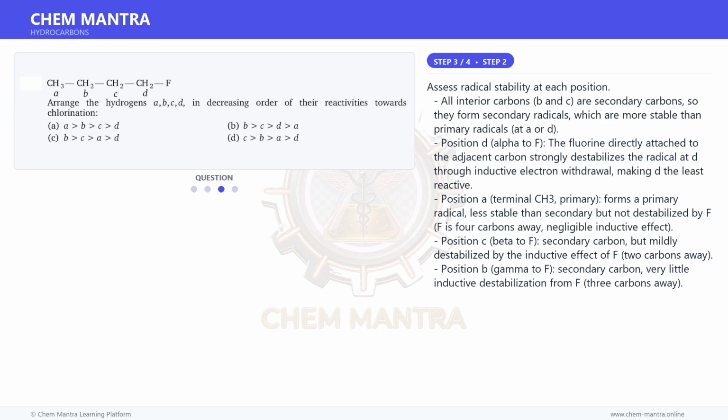making D the least reactive. Position A, terminal CH3, primary, forms a primary radical, less stable than secondary but not destabilized by F. F is 4 carbons away, negligible inductive effect. Position C, beta to F, secondary carbon, but mildly destabilized by the inductive effect of F, 2 carbons away. Position B, gamma to F, secondary carbon, very little inductive destabilization from F, 3 carbons away.